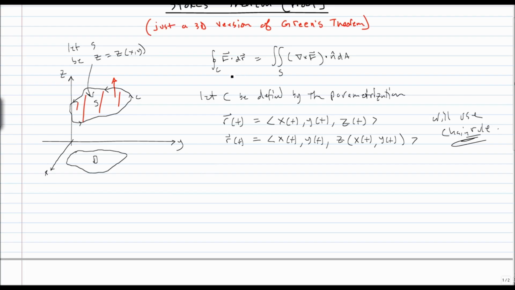When we did line integrals before, I showed you that dr is going to be equal to r prime dt. We're going to do the left-hand side first. So I'm going to find out what dr is, and that's just going to be equal to the derivative of this position vector here times dt. Like I said, we're going to have to use the chain rule when we find the derivative of this z component with respect to t. What does the chain rule say?